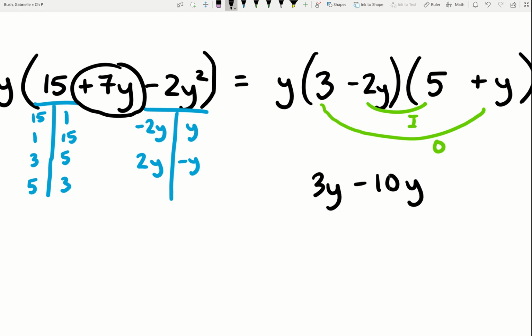Now, will that give it to us? Well, we're close. This will actually give us negative 7y. So we are close there, but maybe one of the things that we might need to do is flip-flop some terms here. So maybe let's instead try this. Maybe let's put the 5 there and the 3 there.